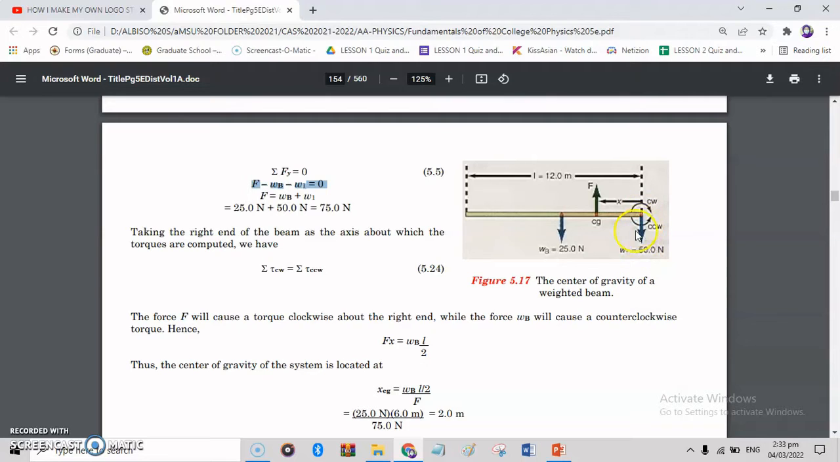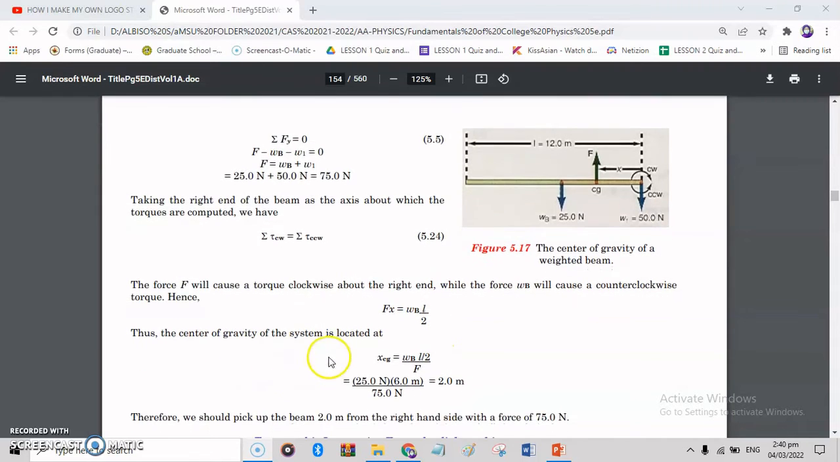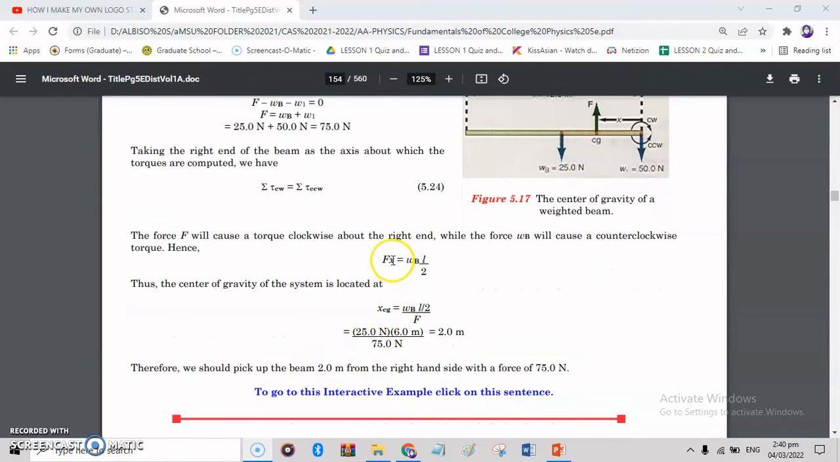Now, we see that the torque acting on the counterclockwise is WB. Okay, bakit gaganon niya siya? That is a counterclockwise. So, 25 Newton or WB times the L na kalahati. So, that is 6 meter. Ang ginawa lang niya dito is WB tapos L divided by 2. Thus, the center of gravity of the system is located at this X.